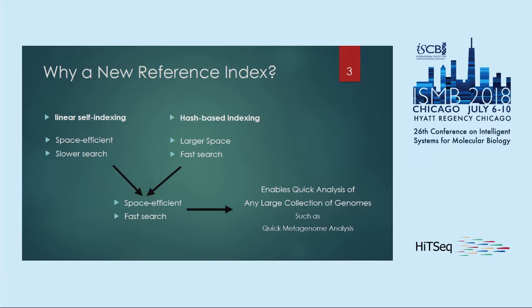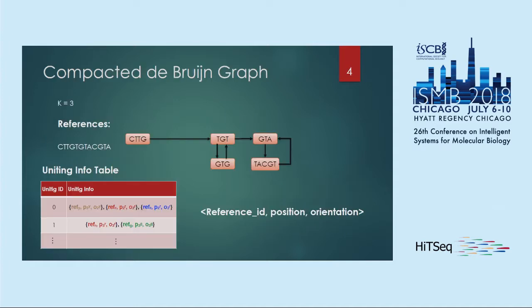schemes, we thought of another indexing data structure that maintains a moderate space, but is as quick as hash-based indices regarding the query, which can be used in so many different analyses on large collections of genomes, such as metagenomic analysis. So our indexing data structure is on top of a compacted de Bruijn graph. Let me quickly walk you through what a compacted de Bruijn graph is.